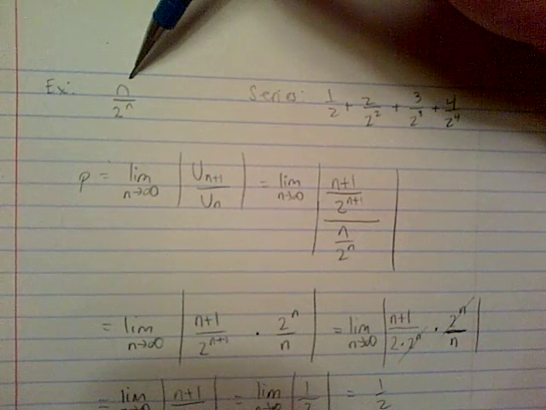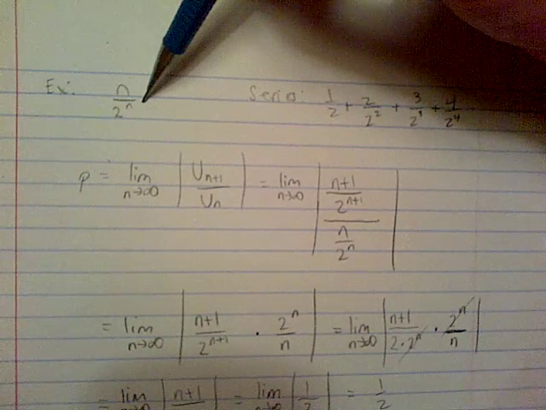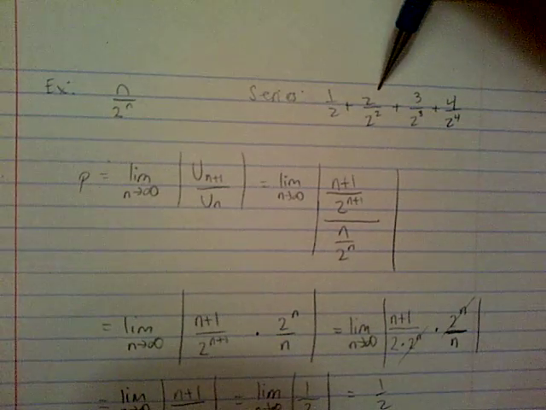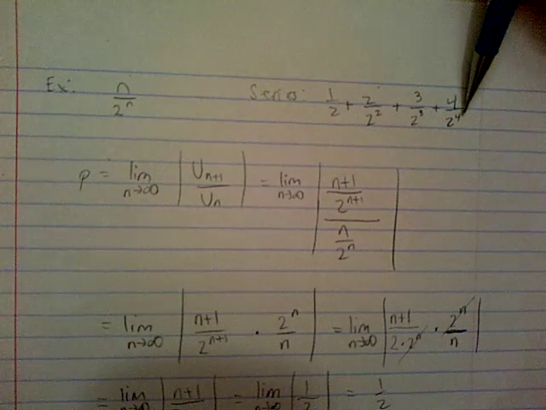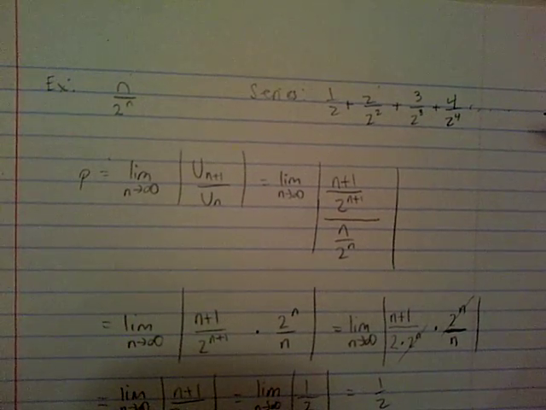Okay, so this is one last example. I just want to review. This is n over 2 to the n power. So basically the series is 1 over 2 plus 2 over 2 squared plus 3 over 2 to the third power plus 4 over 2 to the fourth power, dot dot dot. Okay, it goes on forever.